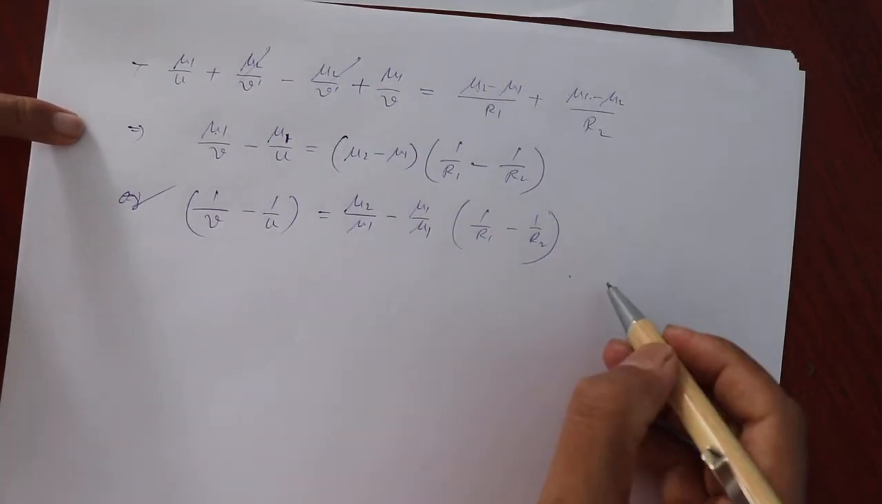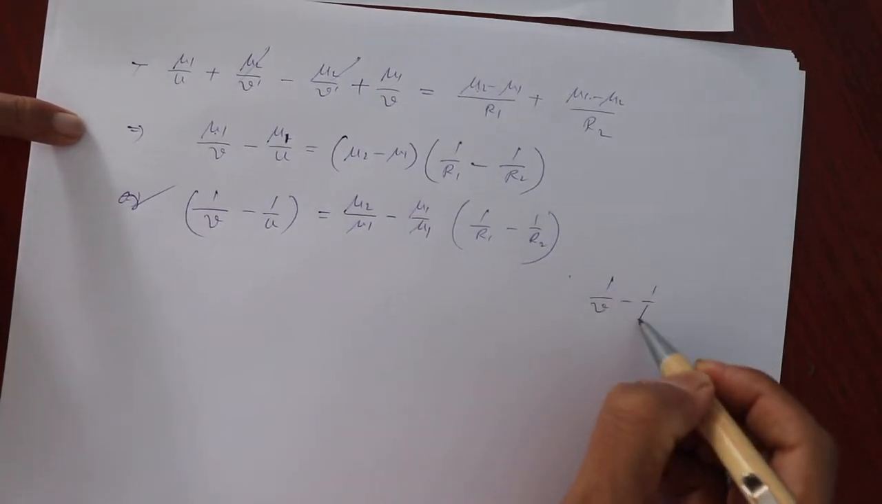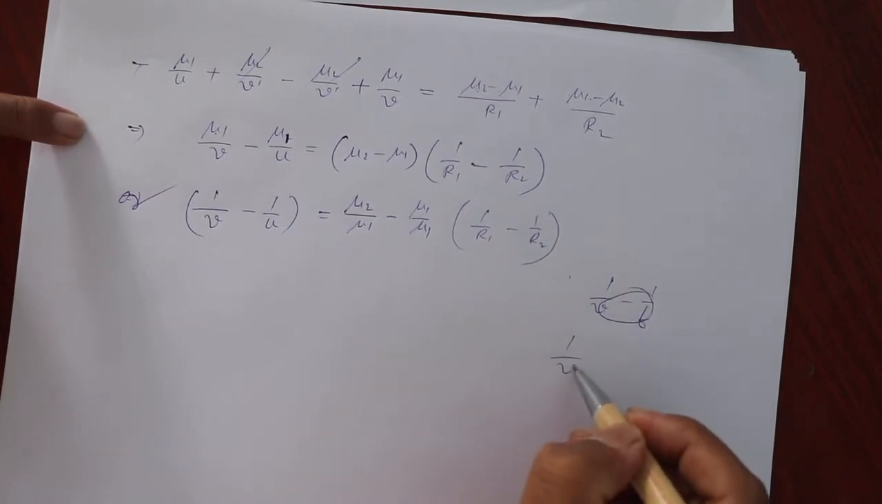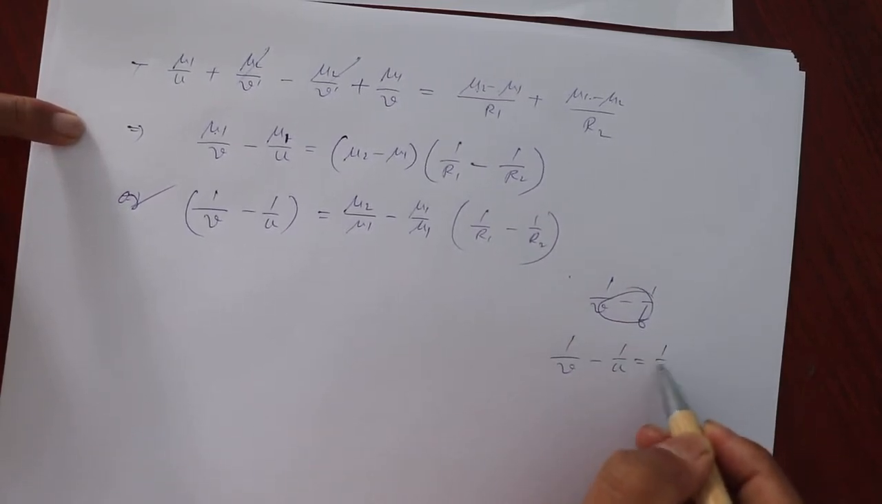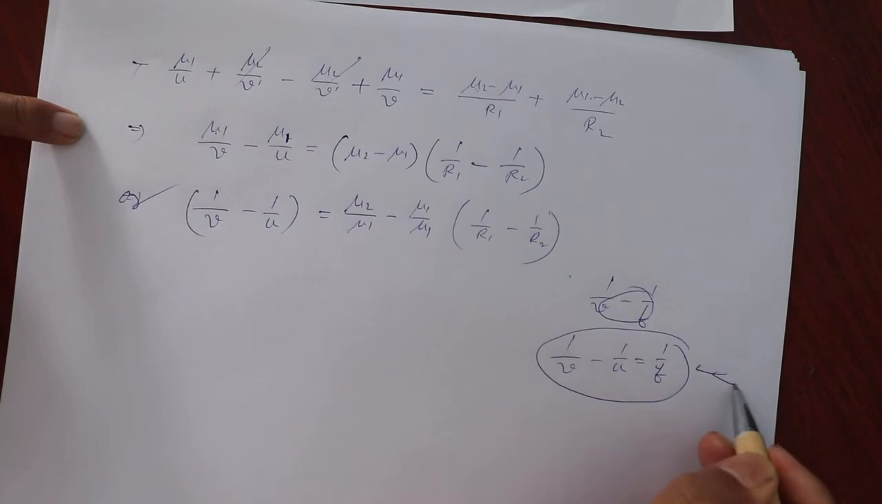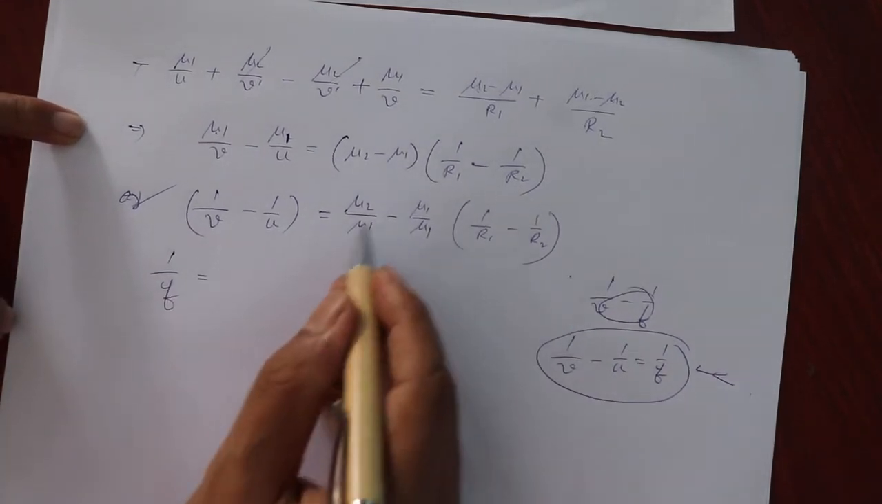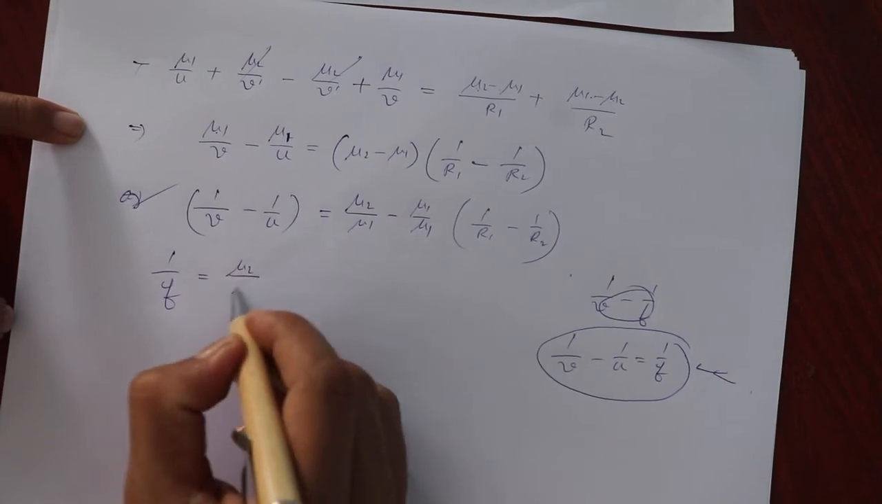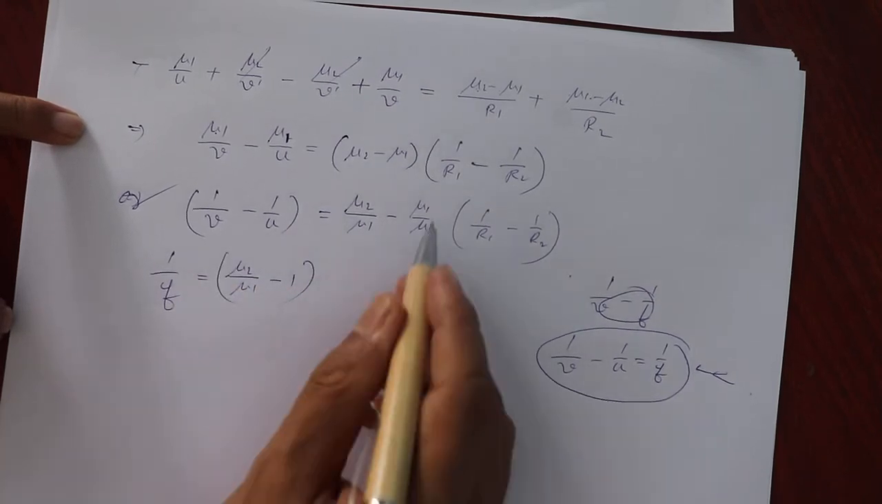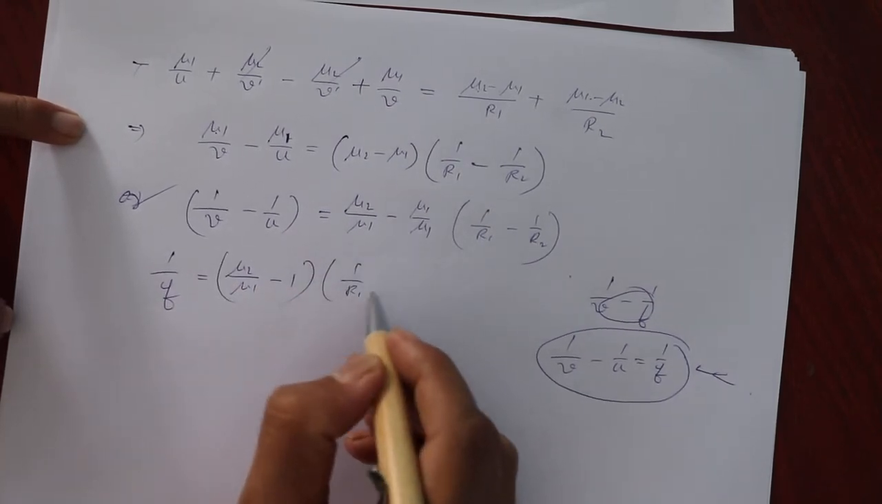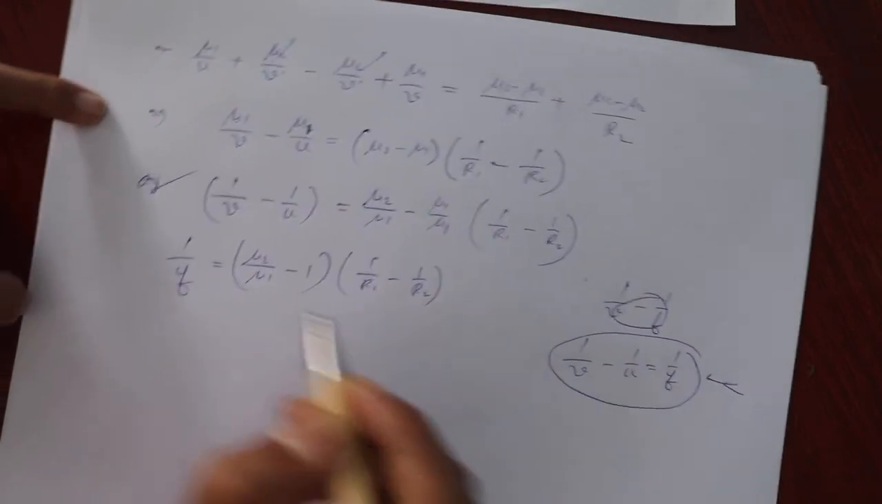But you know that this 1 by v minus 1 by u is nothing but your lens formula here. So you can use it. So you can write 1 by f is equal to mu2 by mu1 minus 1, times 1 by r1 minus 1 by r2 here.